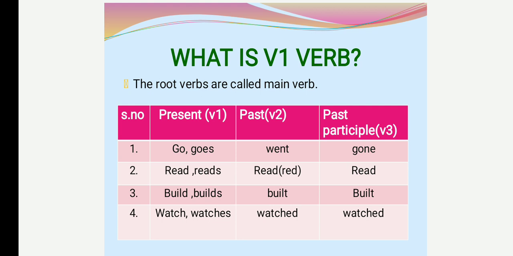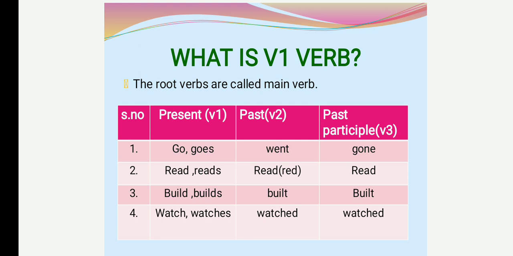Go is also V1, goes is also V1. So goes is used when we have a singular subject. We can use the verbs goes, reads, builds, watches. But when we have a plural subject, go, read, build, watch. So the first verbs, go, read, build, watch, are the V1 verbs.